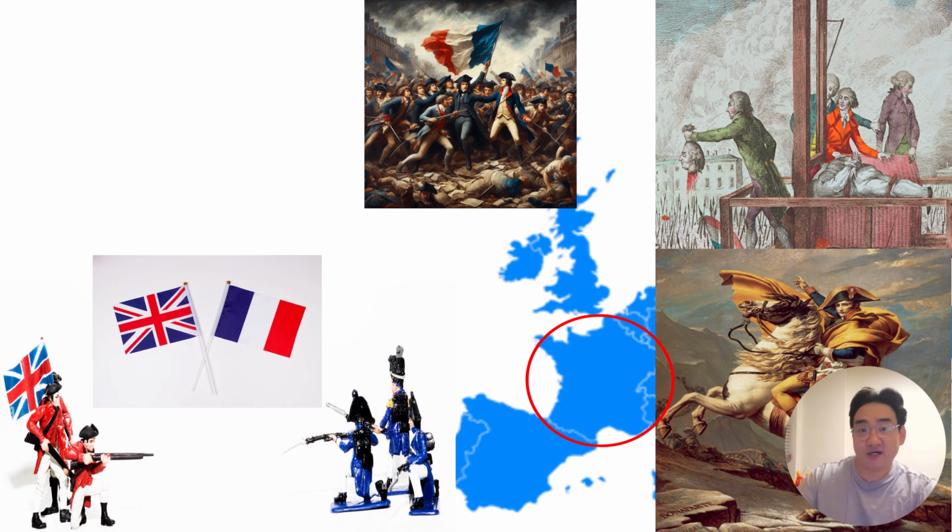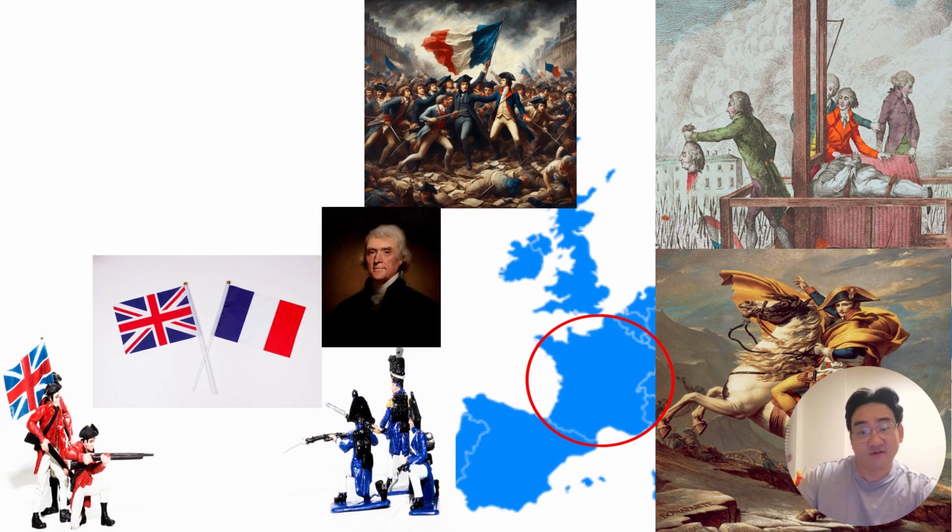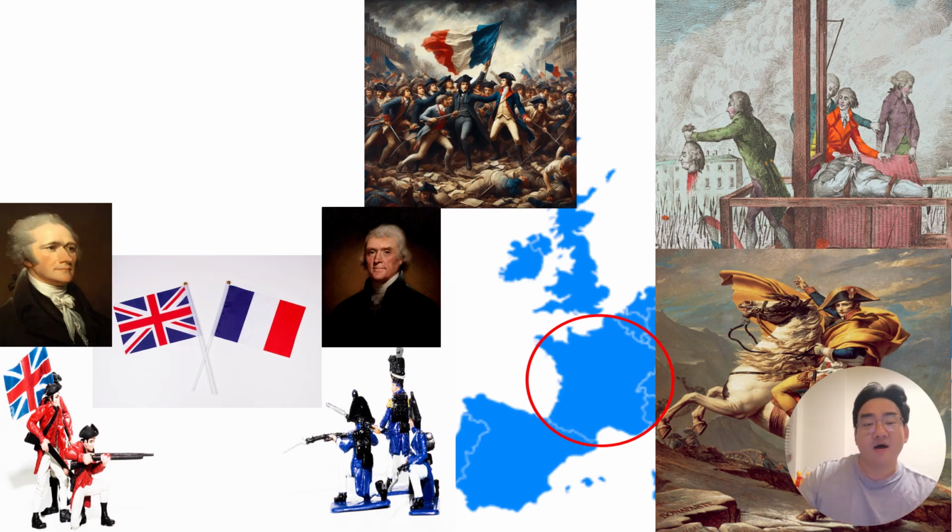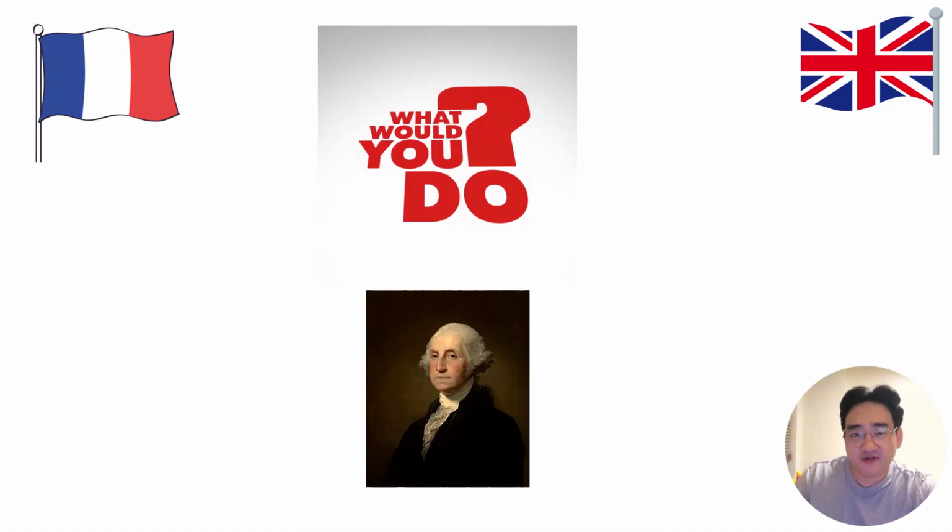Who does America side with? Well, Thomas Jefferson of the Democratic Republicans, he's in France. He loves France. He was in France when the revolution was going on. Alexander Hamilton, he sides with the British. So this is going to lead to further tension within George Washington's cabinet. Think about it this way. You're George Washington. What do you do?